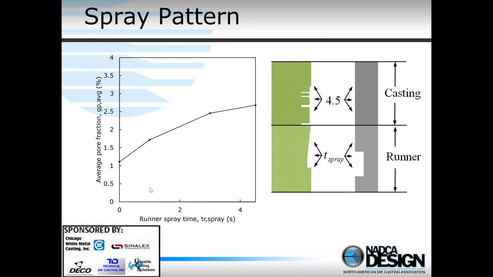If we spray for a shorter amount of time, then the runner is going to remain hotter, it's going to solidify slower, it's going to remain liquid longer, so we can feed it longer and reduce shrinkage porosity. So how I spray the die, again from a process point of view, can dramatically affect the porosity level.